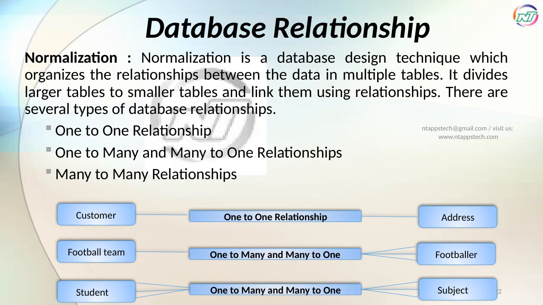Normalization helps organize data by breaking down large tables into smaller, related tables. This process reduces redundancy and improves data integrity. There are different types of relationships used to link these tables, including one-to-one, where each record in one table corresponds to a single record in another table, one-to-many, or many-to-one, where a single record in one table relates to multiple records in another, and many-to-many, where multiple records in one table are associated with multiple records in another. Understanding these relationships is key to designing efficient and well-structured databases.